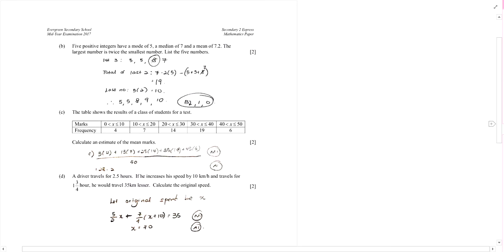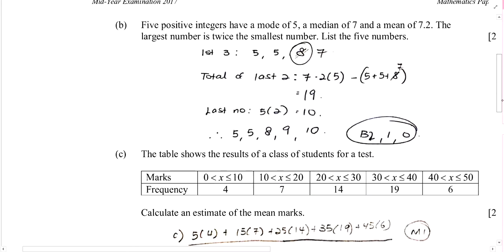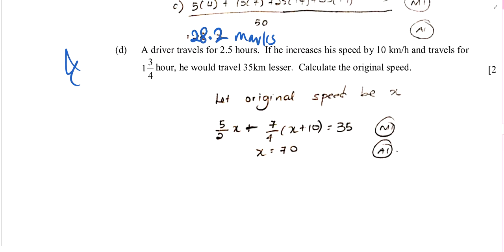Next, part 4. Okay, part B. These are the 5 numbers, 5, 5, 8, 9, 10. I use some time to read through it first.